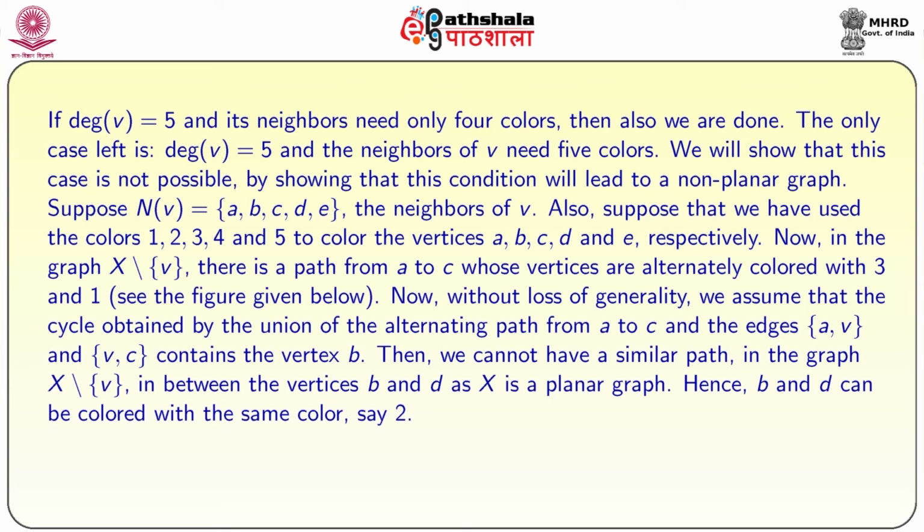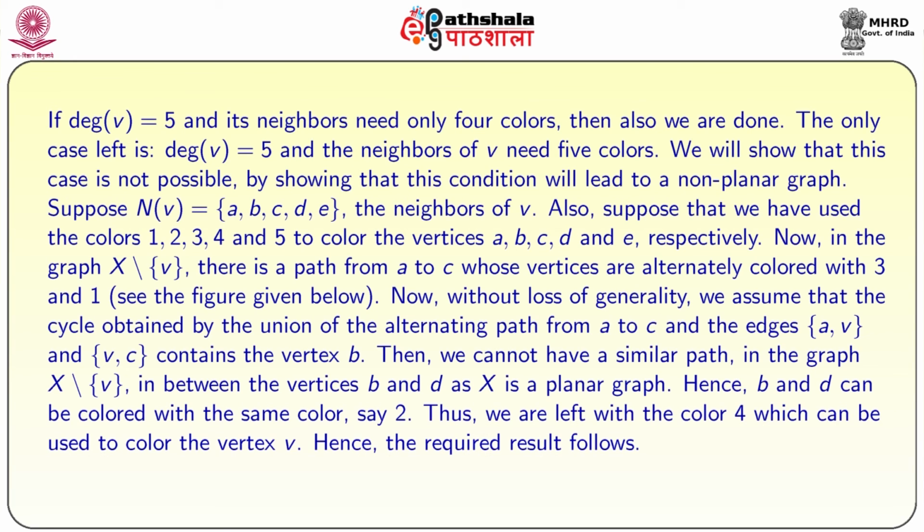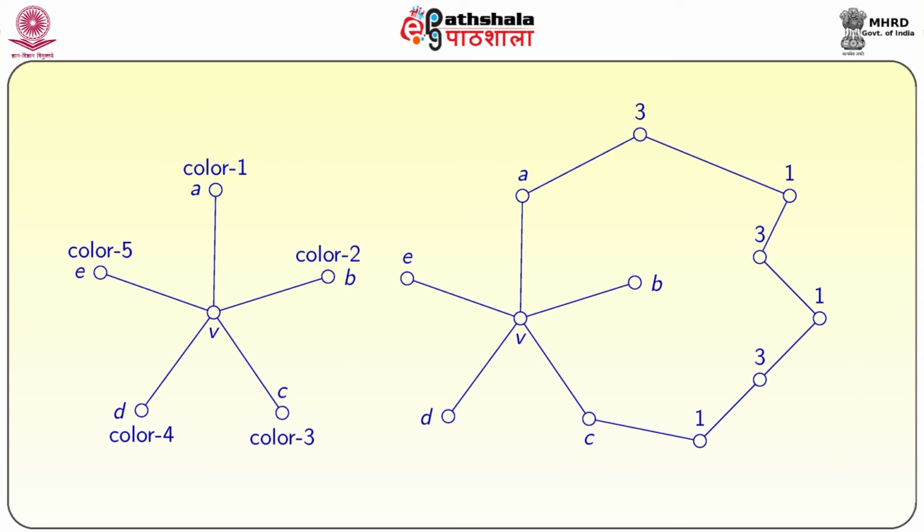Then we cannot have a similar path in the graph X minus V between the vertices B and D, as X is a planar graph. Hence, B and D can be colored with the same color. Just look at the diagram and we will understand this. Here V is the vertex, and the coloring is done like this: A is colored with color 1, B with color 2, C with 3, D with 4 and E with 5, and there is a path from A to C with colors only 3 and 1. In that case, we cannot draw an edge from B to D.